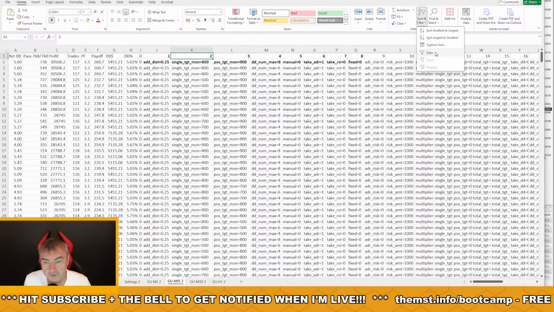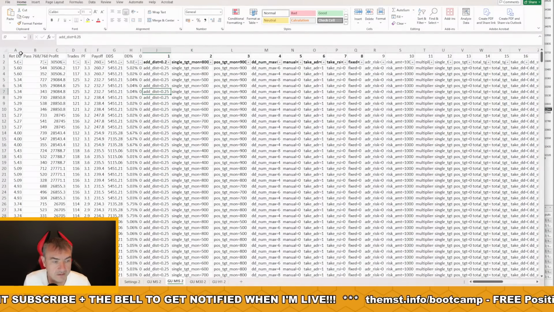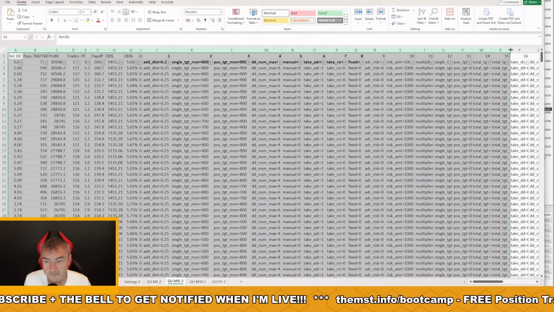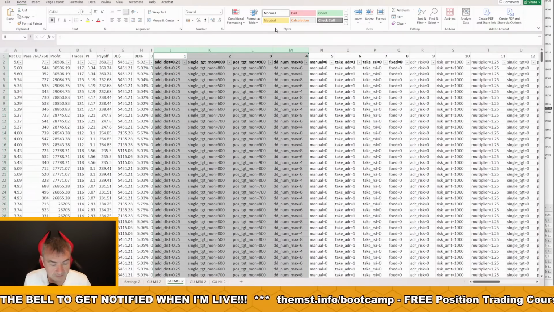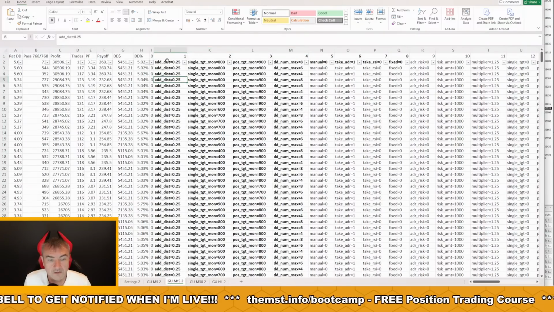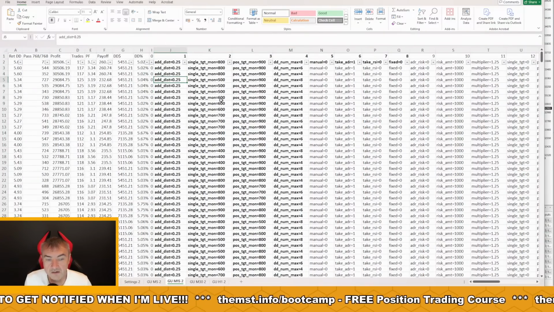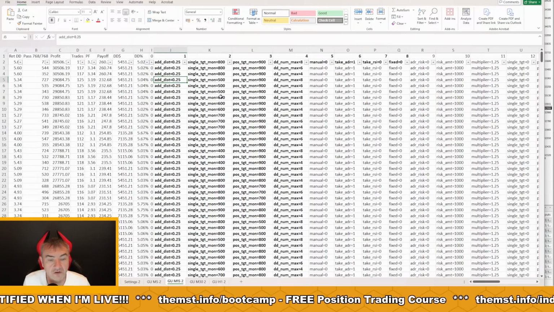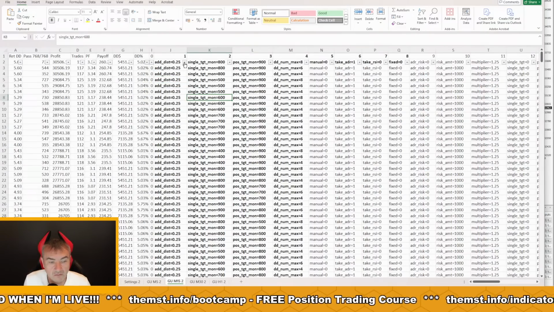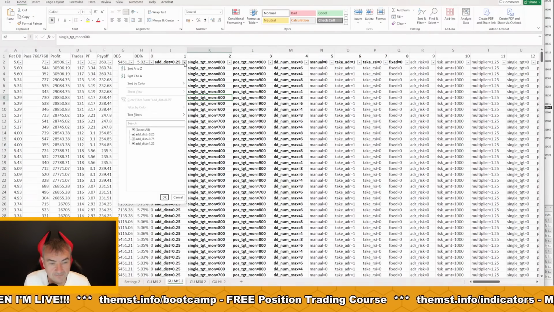So if you stick a filter on it, I can say, okay, so there's my data. These are the system parameters that I'm testing: distance, single target, multiple target, and maximum number of trades. So I want to see what impact it has if I just look.